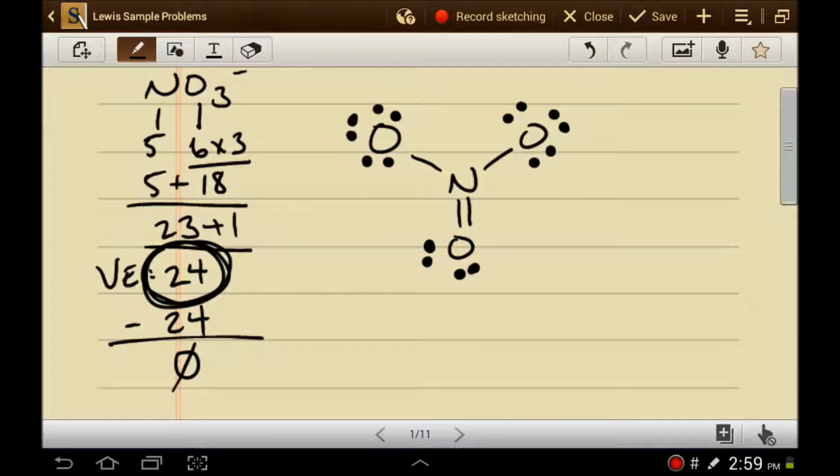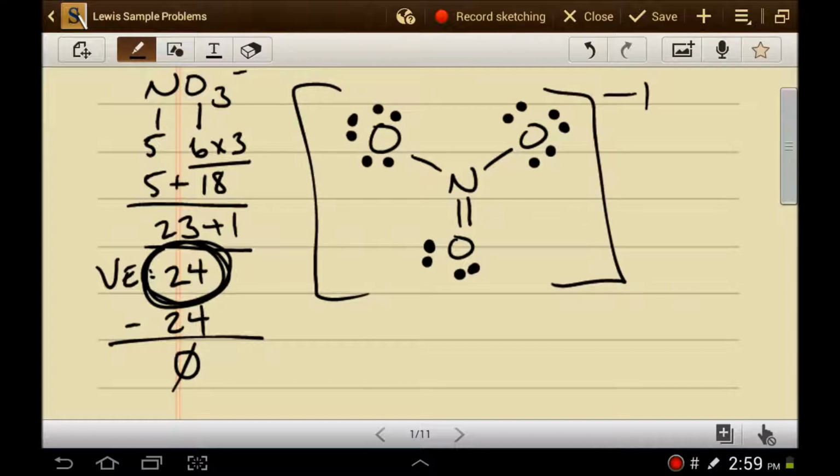Because this is an ion, we would put square brackets around it, and we would put the charge in the upper right corner. Okay, let's go back and let's go over all of the rules one by one.